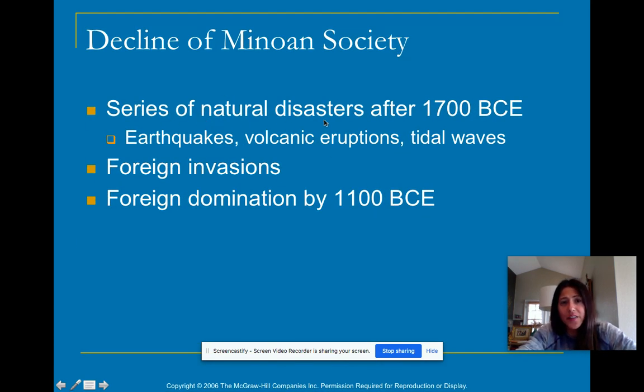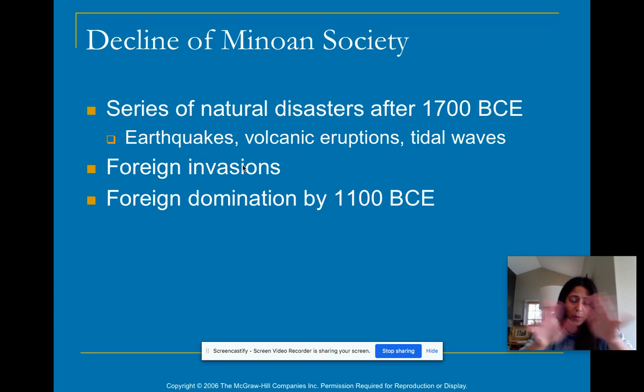Unfortunately, they had a series of natural disasters, so that would mean earthquakes, volcanic eruptions, tidal waves that largely destroyed many of their buildings around 1700 BCE, and they took that as an opportunity to rebuild, and they rebuilt these beautiful structures, which only served to attract foreigners from outside who were already starting to come over to attack them. And so you really start to see these foreign invasions as early as 1500 BCE, 1450 BCE, and one of the most important foreigners that came over were the Indo-Europeans, which you've learned about in other chapters.